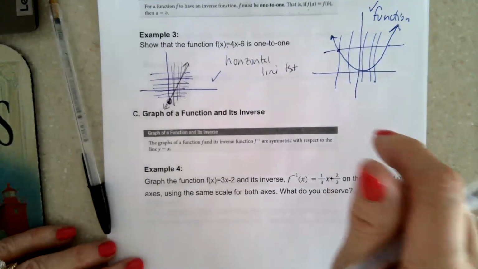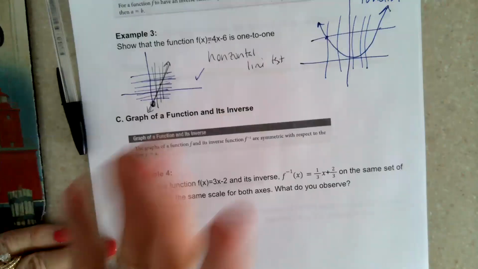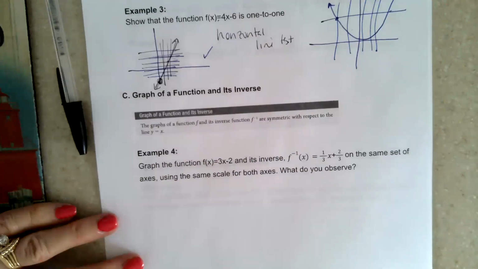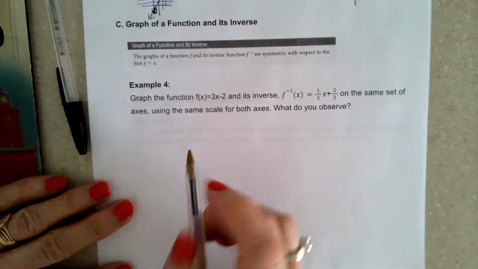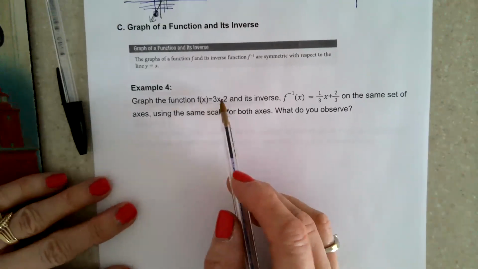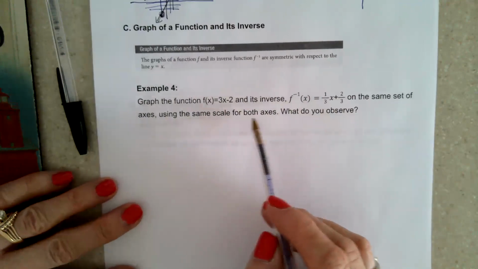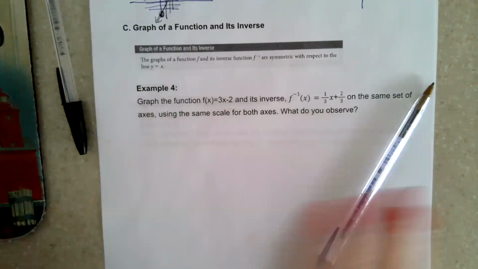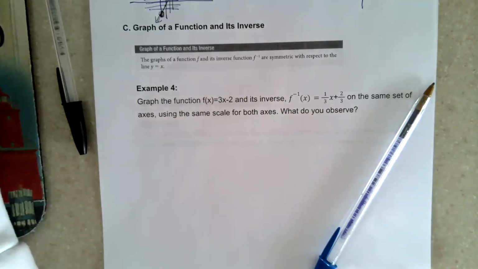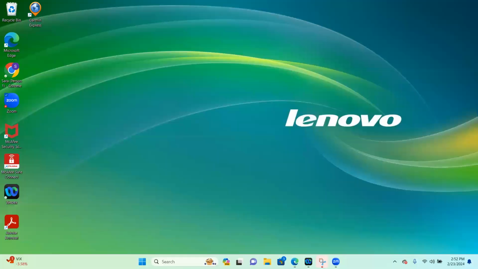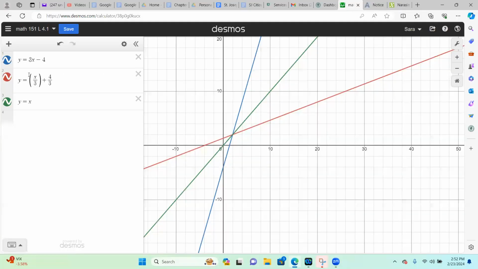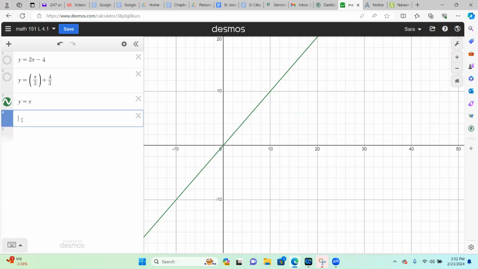Okay. You're going to gain a better understanding just by working on these on your own, really. Graph the function f of x equals 3x minus 2 and its inverse on the same set of axes using the same scale for both axes. And what do you observe? So let's go to Desmos to do that. And I'm going to just turn these off.